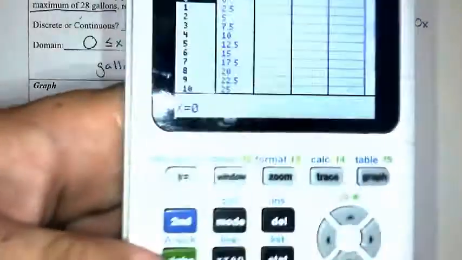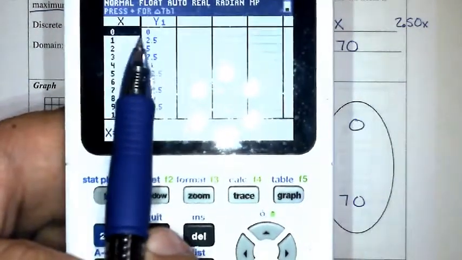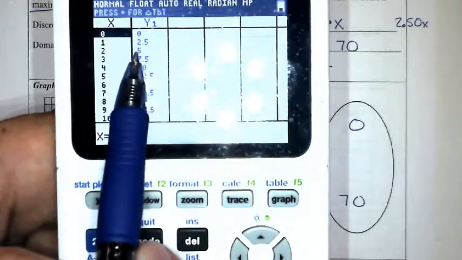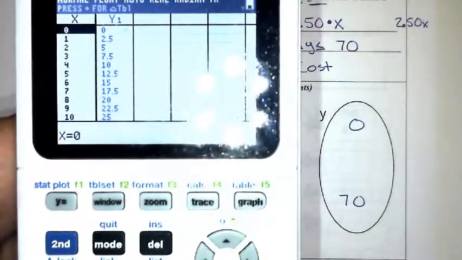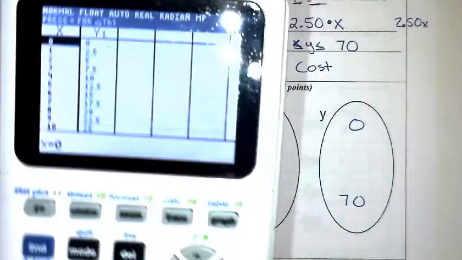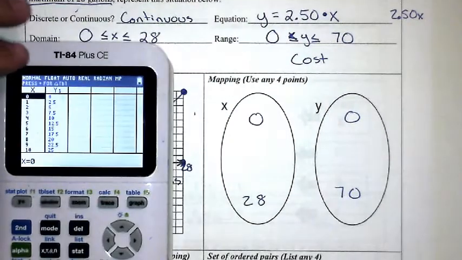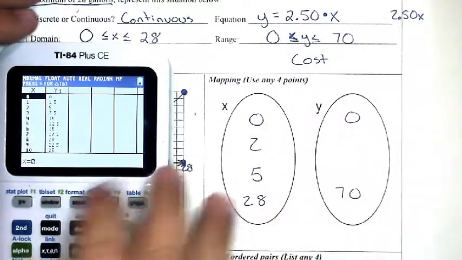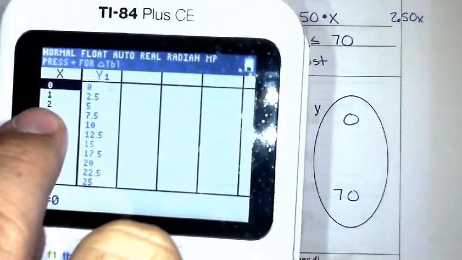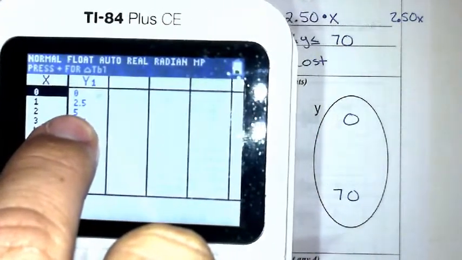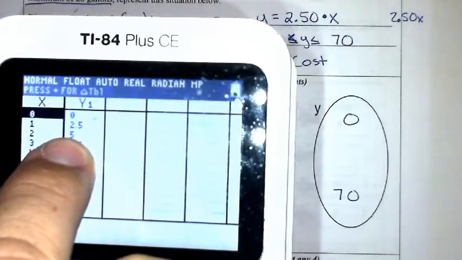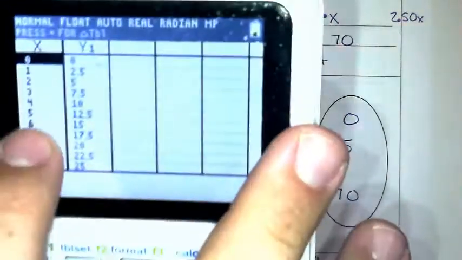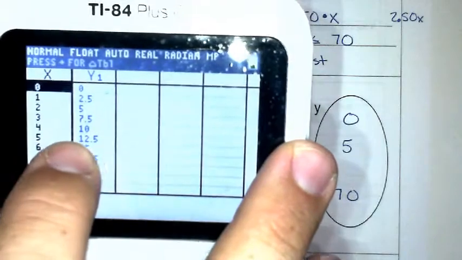And look, 0 gallons costs $0. 1 gallon is $2.50. 2 gallons is $5. Look at that. Calculator does it all for us. So 0 through 28, I want y'all to give me 2 more values of x. What? 2 and 5? Keep it simple. Okay? So at 2 gallons, how much did it cost? If I put 2 gallons of gas into my car, how much did it cost me? $5. Okay? If I put 5 gallons into my tank, how much did it cost? $12.50.